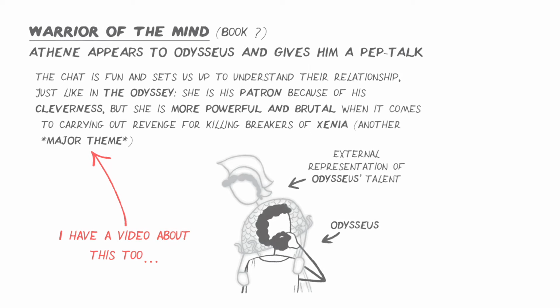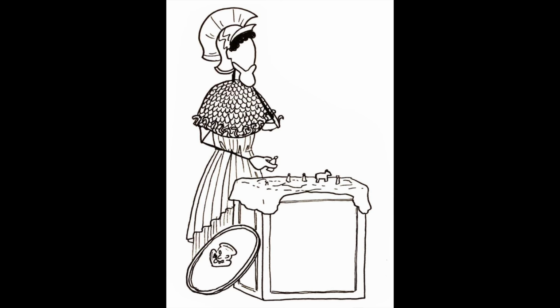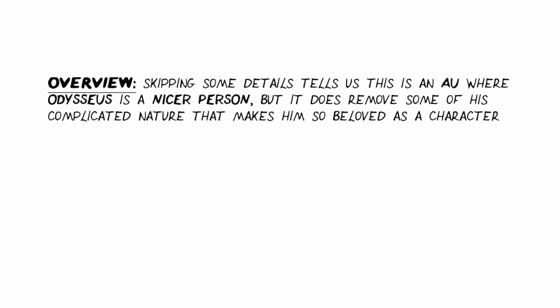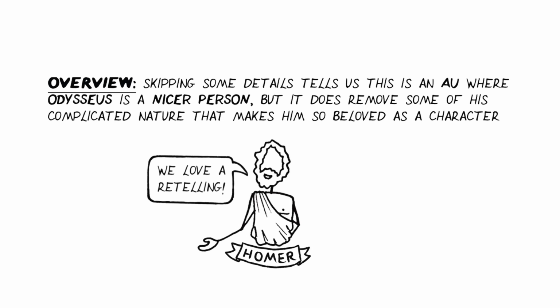So this seems to be exactly how we are meant to see Athene. She is brutal, she is powerful, and Odysseus is not exactly like her. But there are hints even at this point that he will become more like the hero she has marked him out to be as the epic continues. So, as an overview, and this is my personal opinion really, again, I've taught it for a really long time and I've written about it a lot, skipping some details from the original text, this tells us this is an AU, right? This is not the Odyssey. And it's an AU where Odysseus is a nicer person, but it does remove some of his complicated nature that makes him so beloved as a character.